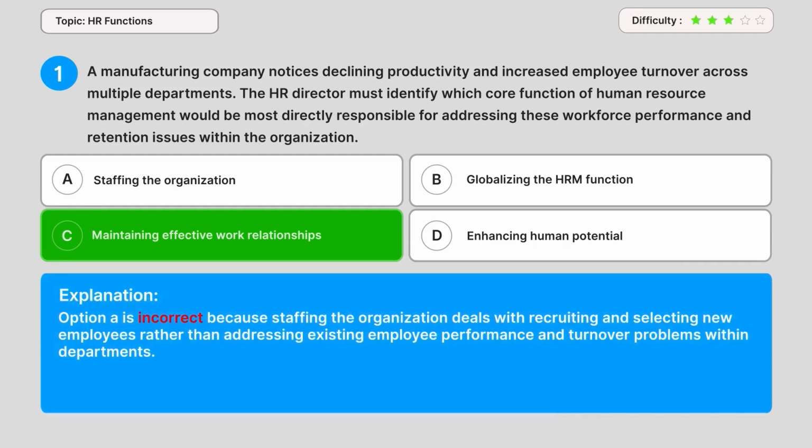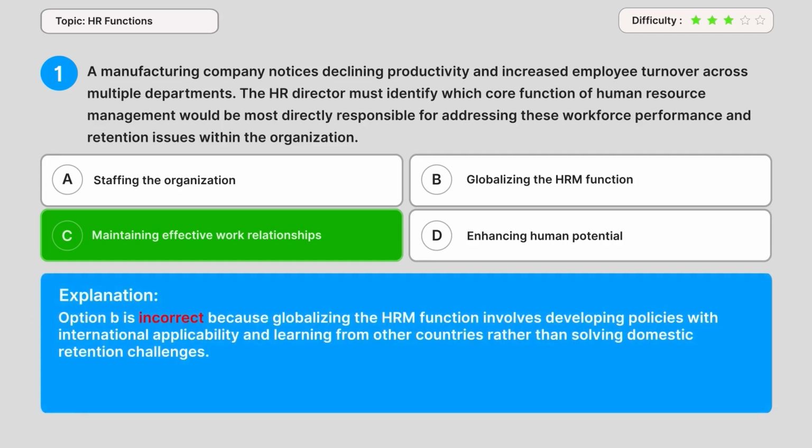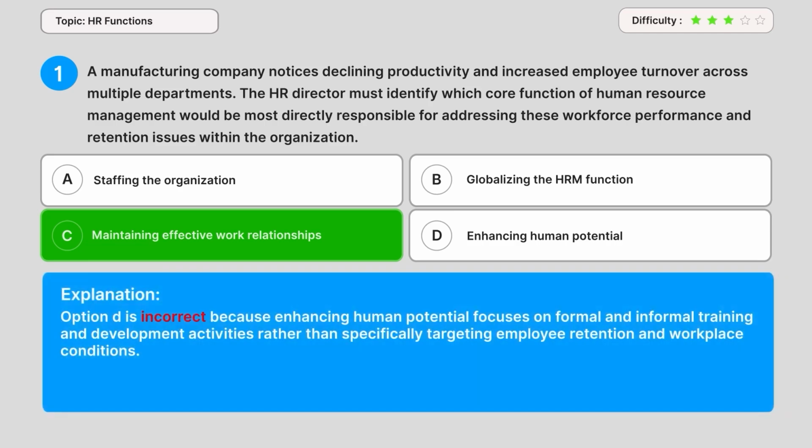Option A is incorrect because staffing the organisation deals with recruiting and selecting new employees rather than addressing existing employee performance and turnover problems within departments. Option B is incorrect because globalising the HRM function involves developing policies with international applicability and learning from other countries rather than solving domestic retention challenges. Option D is incorrect because enhancing human potential focuses on formal and informal training and development activities rather than specifically targeting employee retention and workplace conditions.